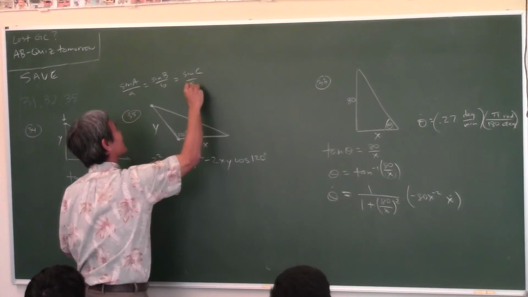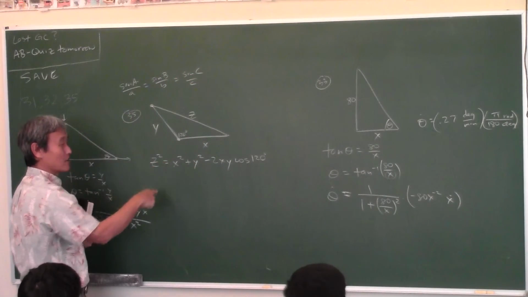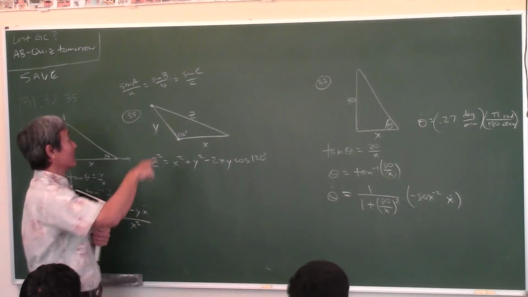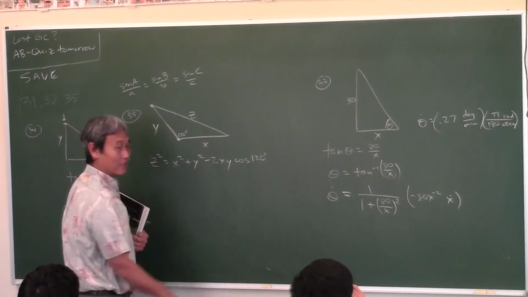Remember that, 'cause this is called the law of sines. This is called the law of cosines. You know why? This one has a sine in it, and this one has a cosine in it.